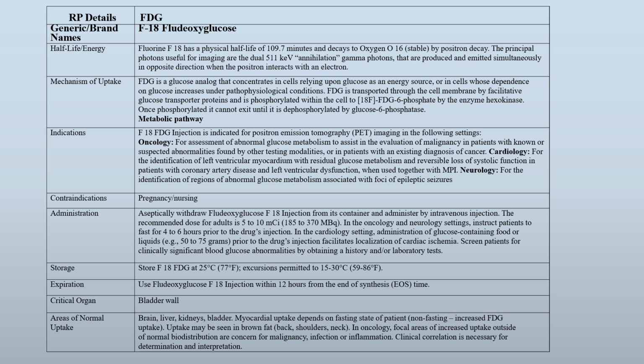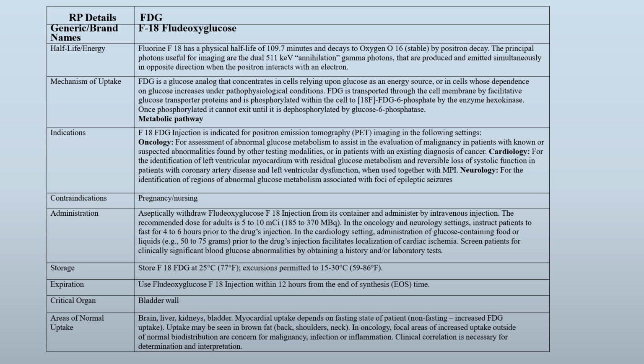The typical dose for F18 is 5 to 10 millicuries, even though it has a wide variety of uses. It's kind of the same dose for everything. And it expires typically 12 hours after the end of synthesis. And the critical organ is the bladder wall. Because it is excreted through the urine, the bladder will end up getting the largest amount of radioactive dose.